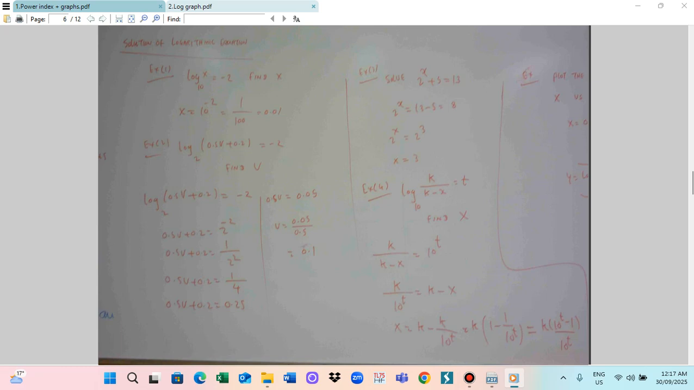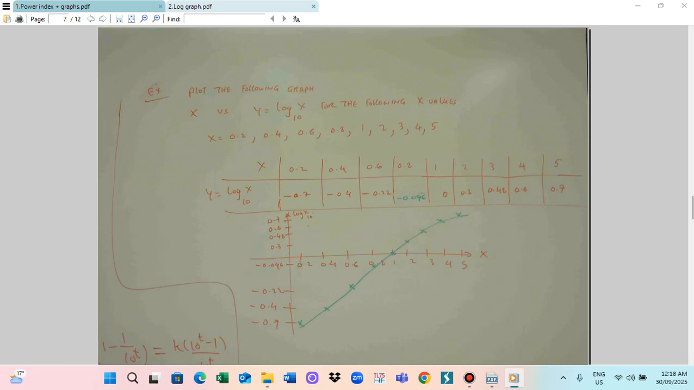So x, you got x, can you decide x here. This is x equal to k minus k divided by 10 power t. So this becomes that k is a constant coming out, 1 minus 10 power t. So then you got the x. So this is k into 10 power t minus 1 divided by 10 power t. So this is the equation for the x.